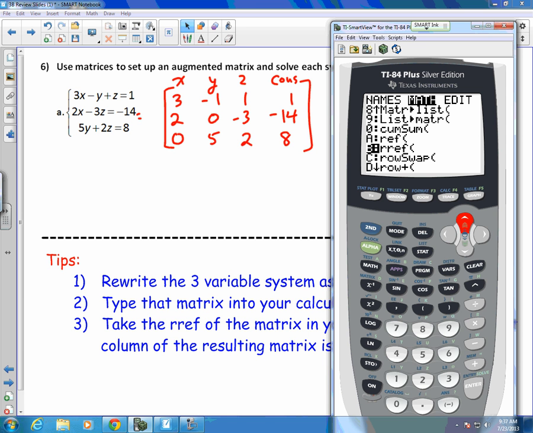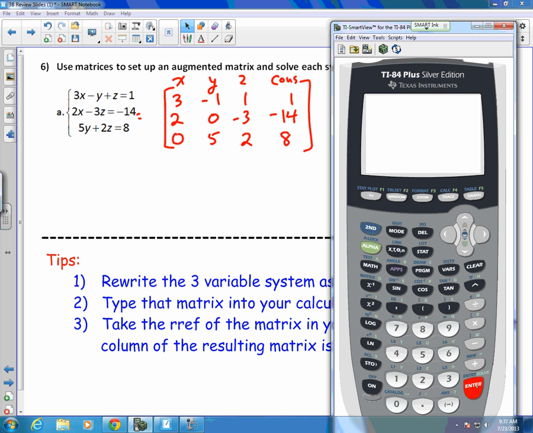If you've never heard that word before, RREF, you've seen it a bunch of times. So I'm going to RREF matrix A, okay? And then I'm going to get my resulting matrix. So what you see there, you get the identity matrix for your first 3 by 3 matrix, and you got -1, 0, and 4. So let's see what that means.